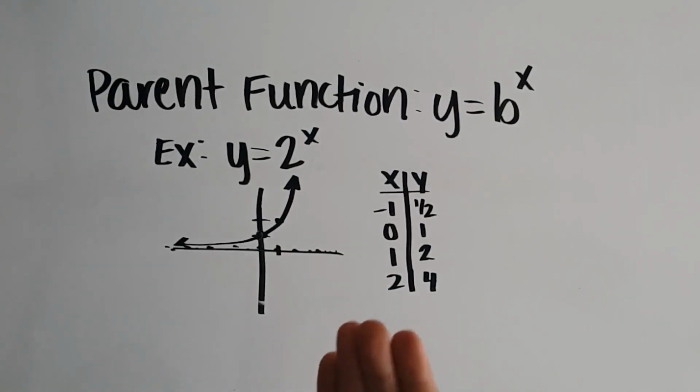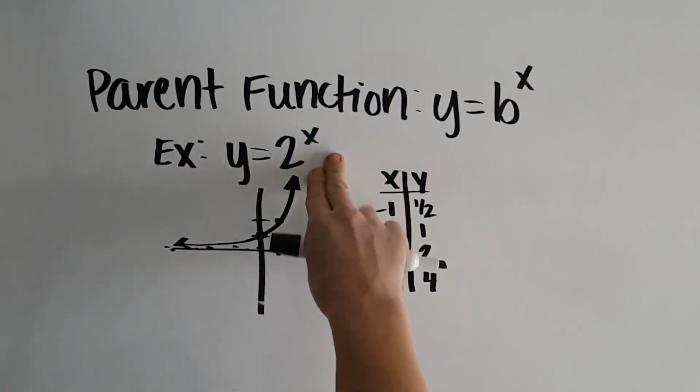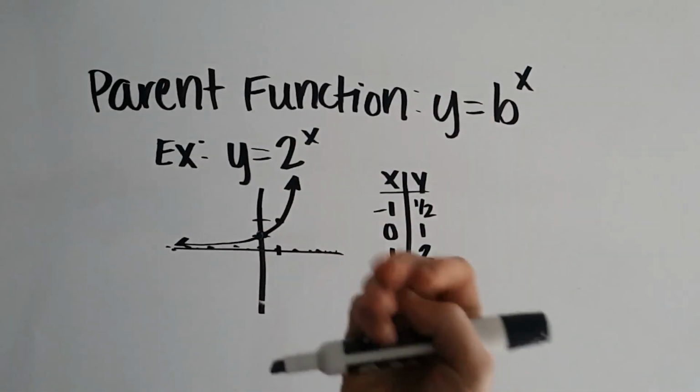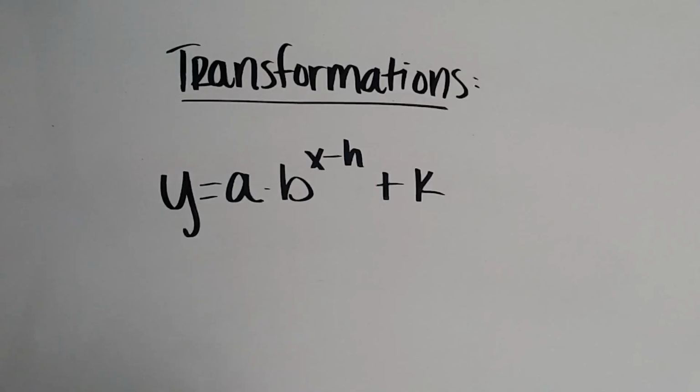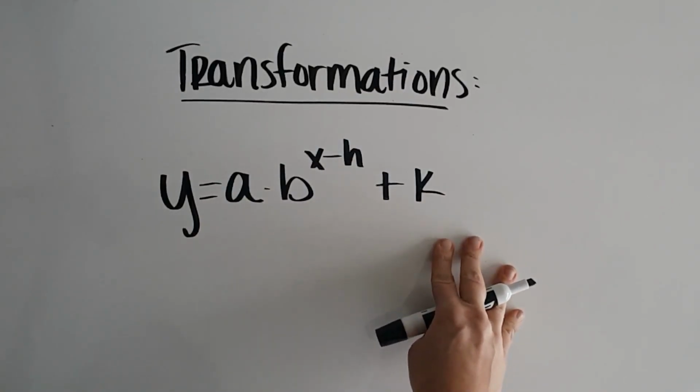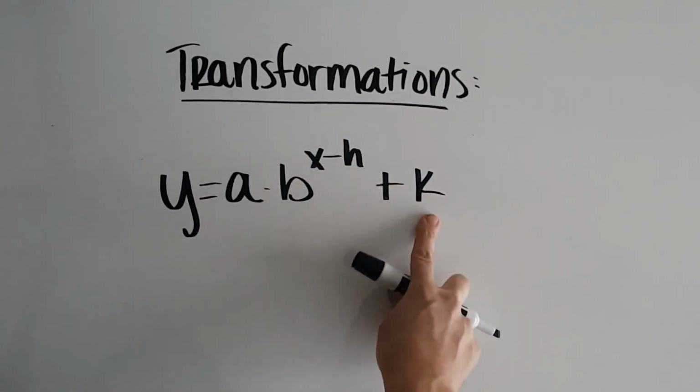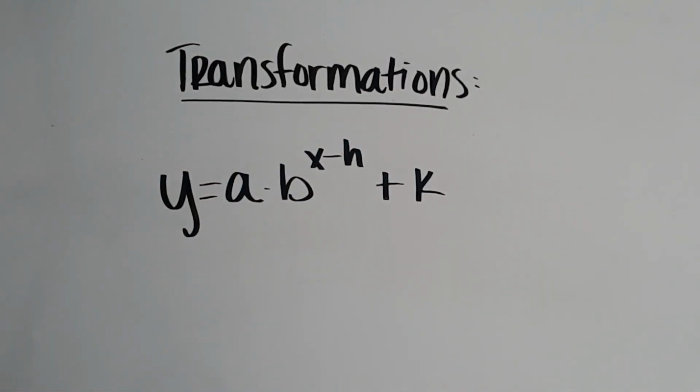However, when we do something to this graph, or to this function, if I add something to it or multiply it by something, it's going to affect the way our parent function graph looks. So that's our goal, to be able to determine how my graph is going to change if all I can see is the equation. So when we're given an exponential function in this form, we know that each of these values, a, h, and k, are going to affect the graph of my parent function b to the x somehow.